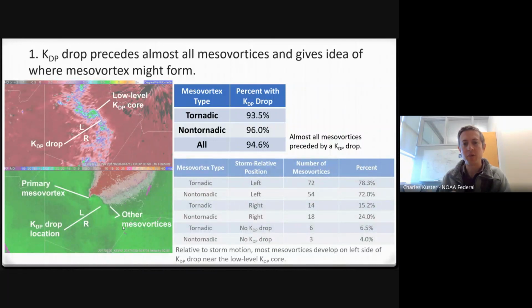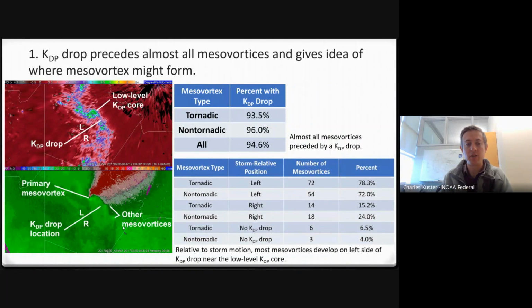We also found that there was a preferred location relative to the KDP drop for the development of a mesovortex. Basically, we roughly divided the KDP drop in half and said, if a mesovortex forms anywhere over here, that'll be on the left side of the KDP drop, and if a mesovortex forms anywhere over here, that would be on the right side. You can see that a majority of those mesovortices did form on the left side. About 75% or so formed on that side of the KDP drop. And you can see that in the example here.